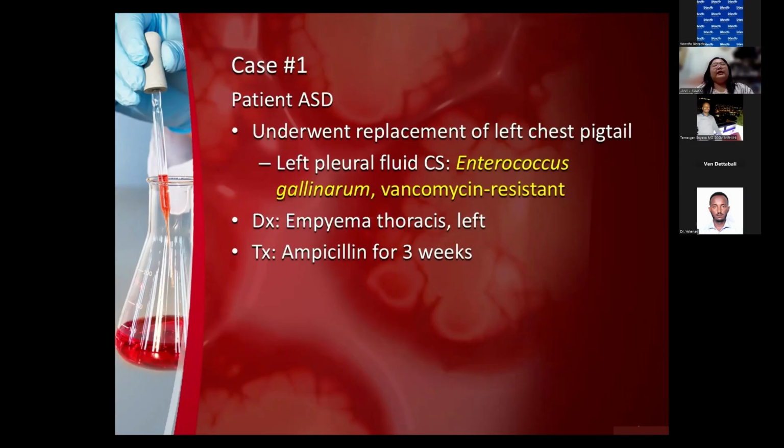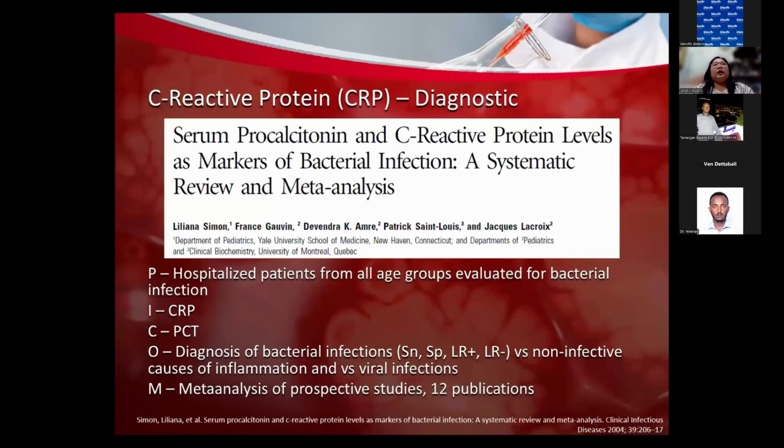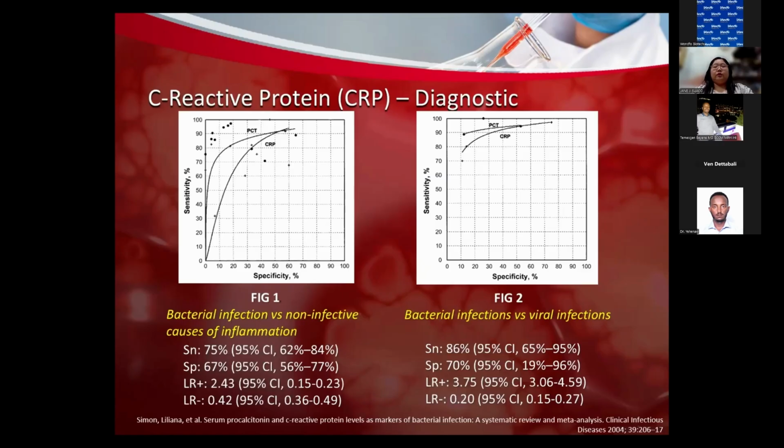So, in this case, this shows the utility of CRP as a diagnostic marker. A study done by Simon et al., which enrolled 12 prospective studies that included hospitalized patients from all age groups evaluated for bacterial infection, compared serum procalcitonin and CRP as markers of bacterial infection versus non-infective causes of inflammation and viral infections. It was noted that procalcitonin markers have significantly higher accuracy than do CRP markers for discriminating bacterial infections from non-infective causes of inflammation.